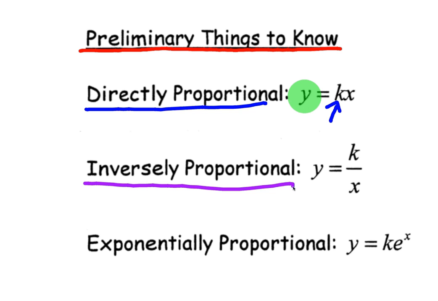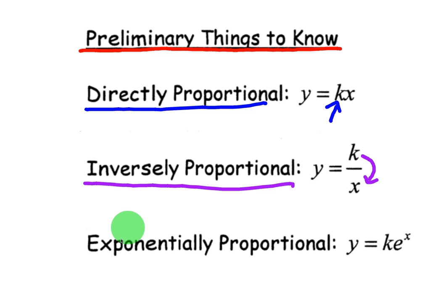Next, we have inversely proportional. Inversely proportional is the same as directly proportional, except k is on the numerator and x is on the bottom. This is easy to remember because of the word inverse. It basically means you invert x and put it on the bottom of the fraction. For example, let's say k was 10 and x was 2, then y would be equal to 5. So inverse means put x under the fraction bar and keep k on top.